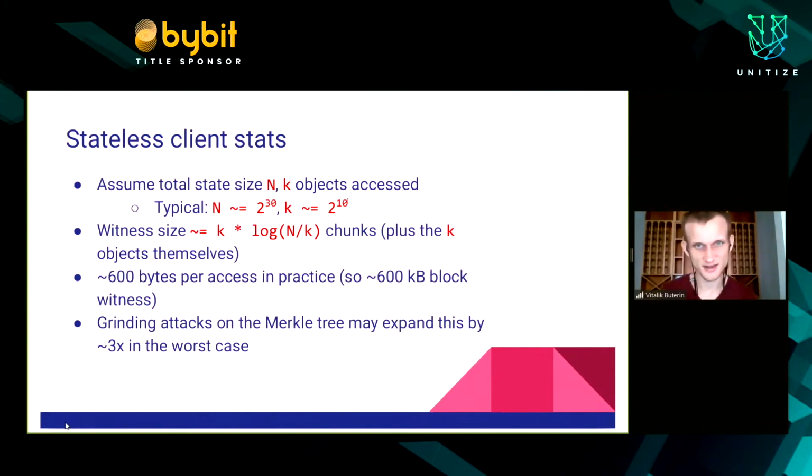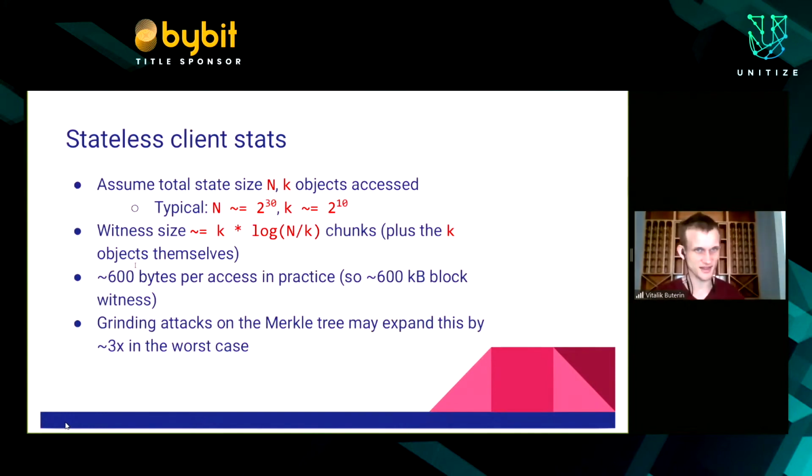The witness size, so the size of the Merkle branches for all K of these objects, is roughly the objects themselves plus these Merkle branches that have K times log of N over K chunks, right? So if you're just proving one chunk, so if K equals 1, then the witness size is a log N chunk, where a chunk just means a hash, so it's 32 bytes. But if you have more than one branch, then you can make a bit of savings, and you can combine the parts of the Merkle branches that are redundant with each other. And so instead of K times log N, it's K times log of N over K.